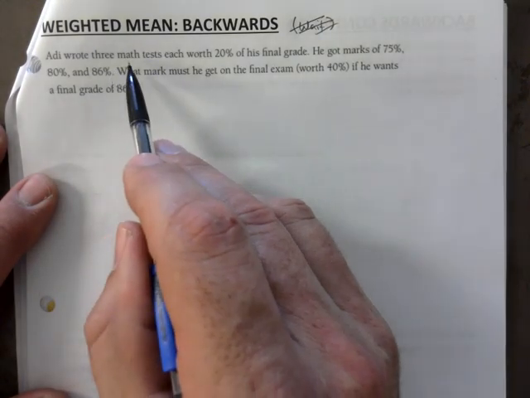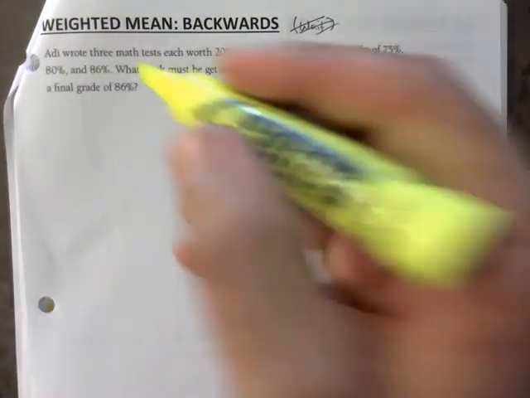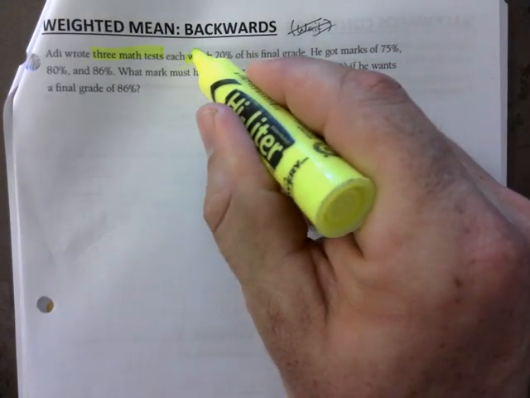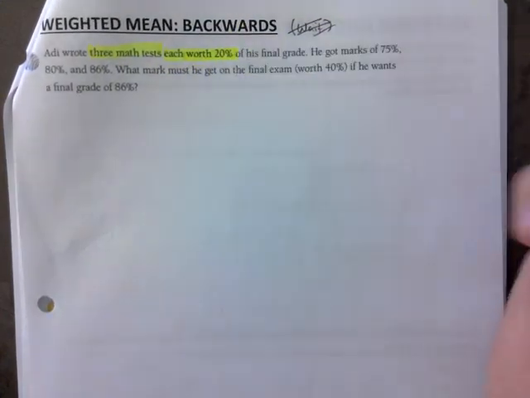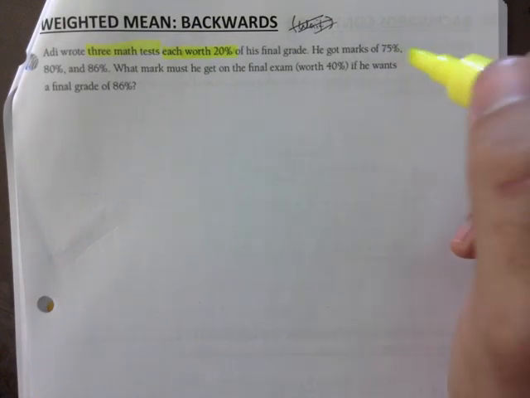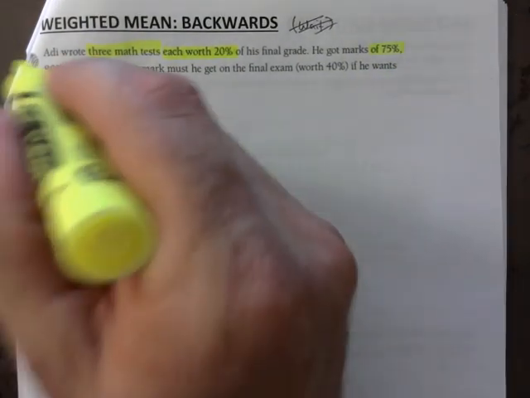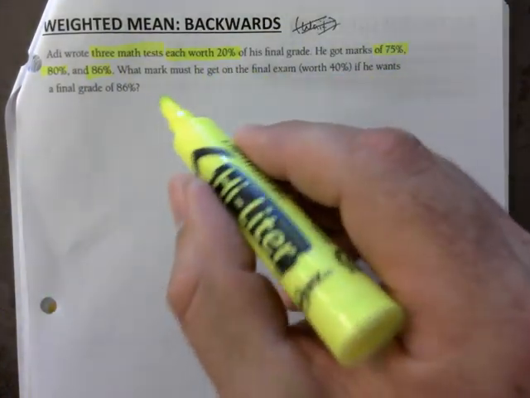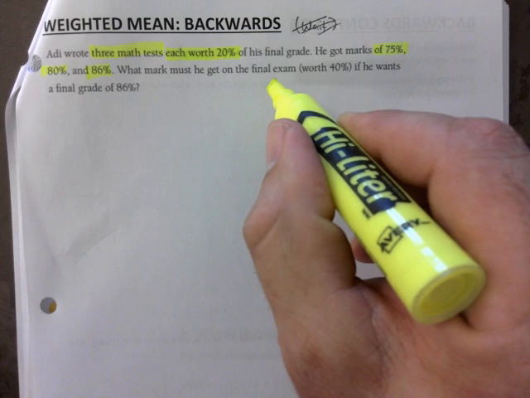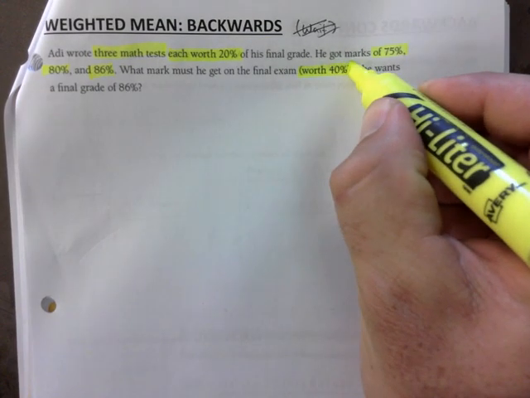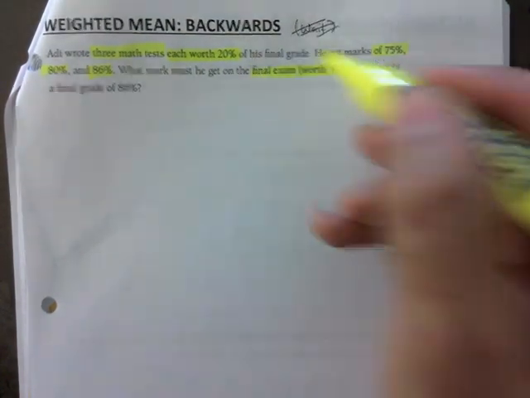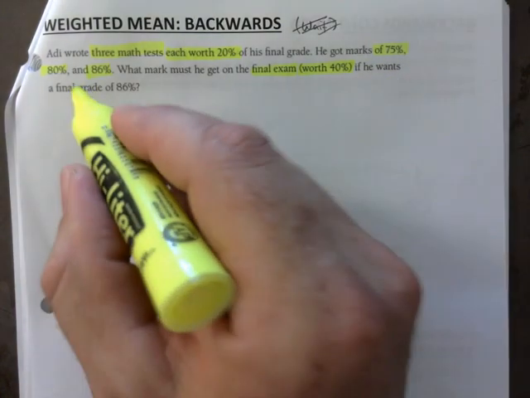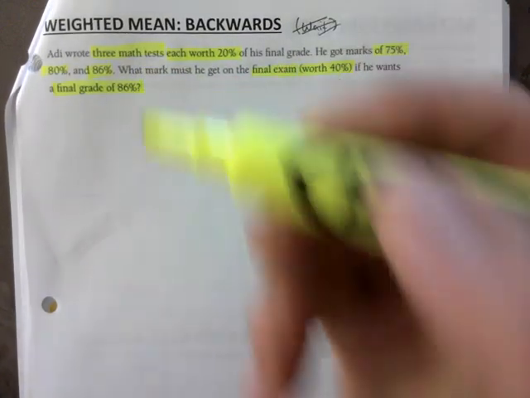So Addie wrote 3 math tests. That's probably important, right? 3 math tests. Each worth 20%, okay, of the final grade. He got marks of 75, 80, and 86%. What mark must he get on the final exam, right, which is worth 40%? On the exam, which is worth 40%. This is on page 42, if you're wondering. If he wants a final grade of 86%, right?